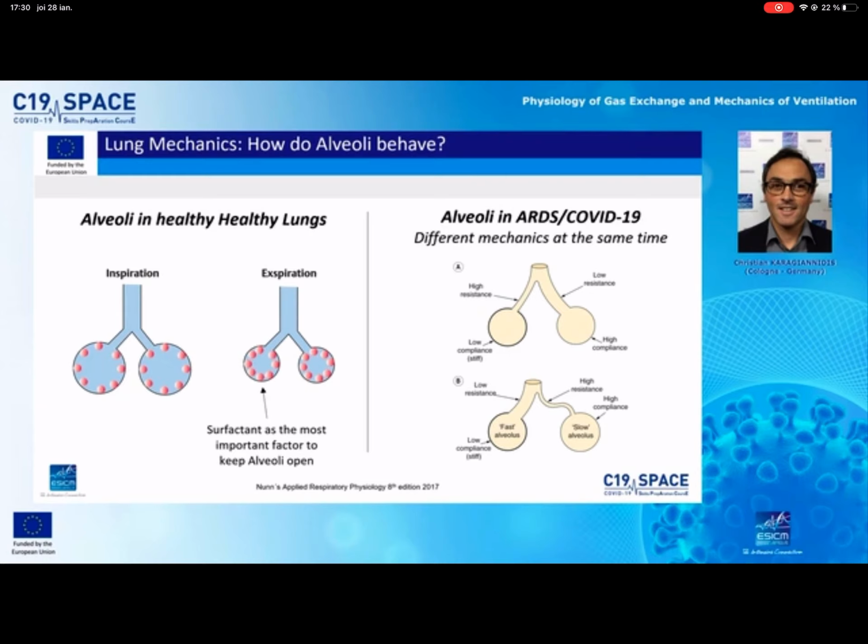And as a result, it might be that you have some alveoli which open very fast, and on the other hand, you have alveoli with a high resistance which open very slowly. So in conclusion, in a healthy lung, you usually have inspiratory and expiratory time constants which are around 0.8 seconds, which changes in patients with COVID-19 to alveoli with long and with short inspiratory and expiratory time constants.